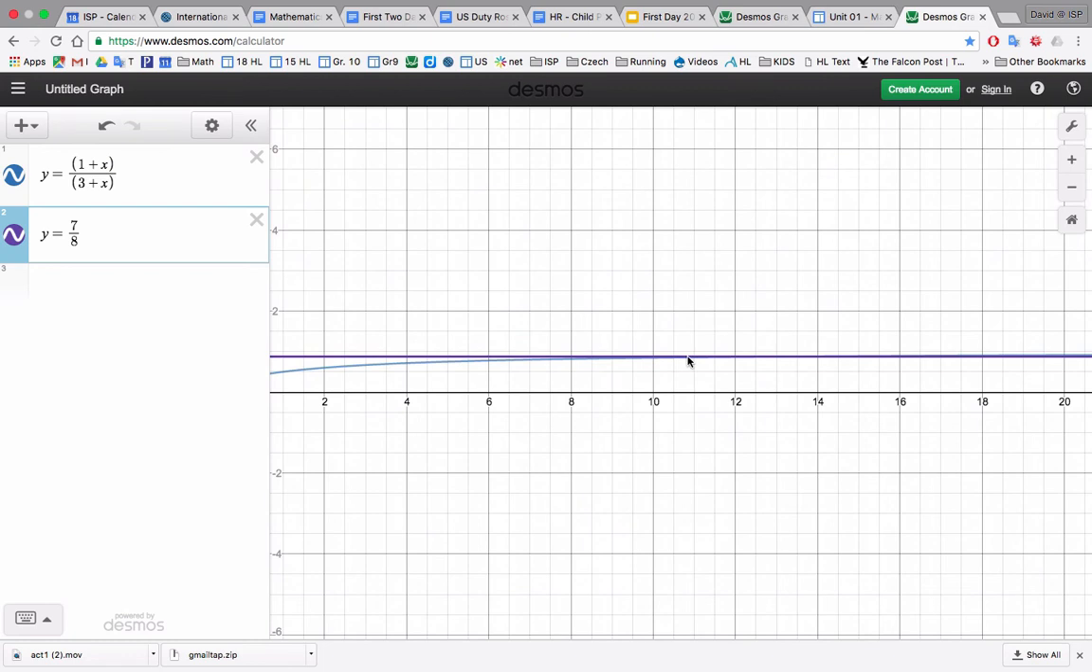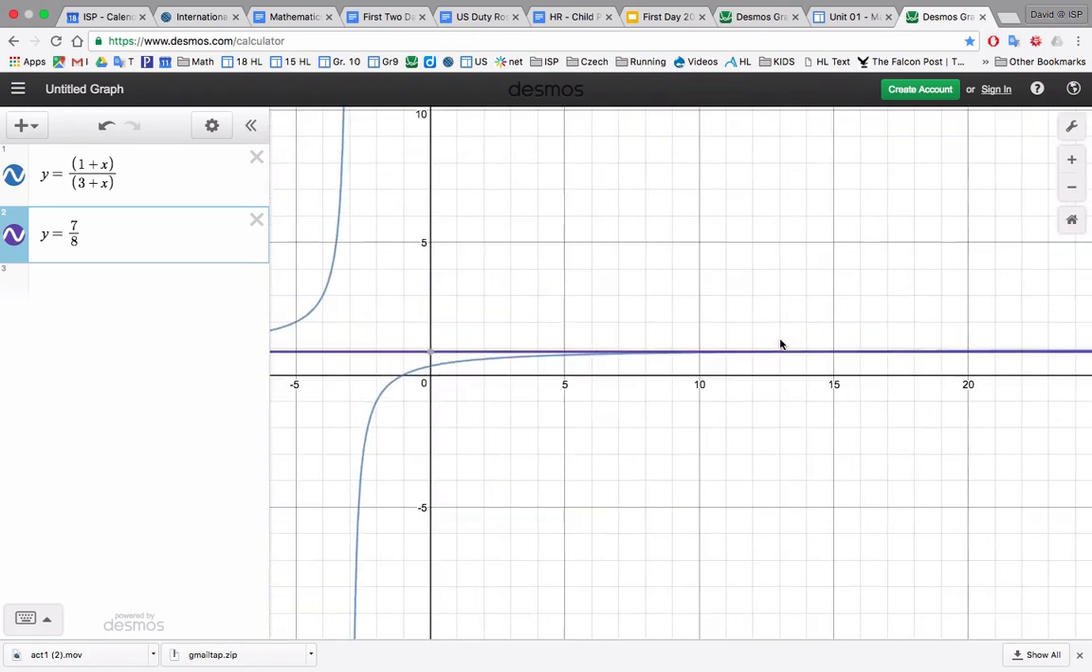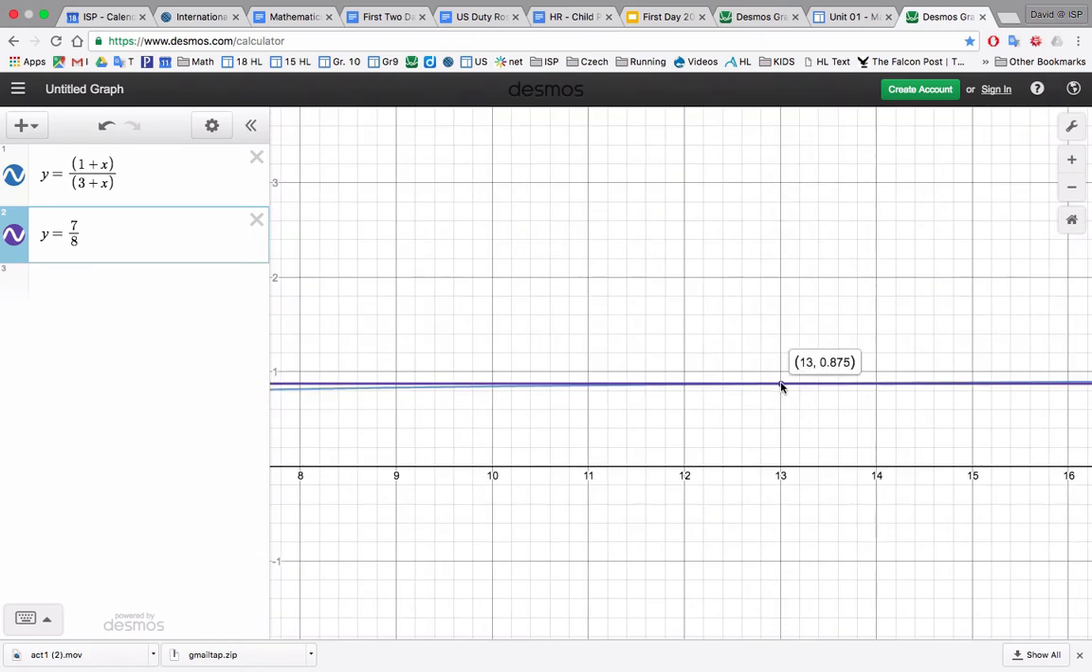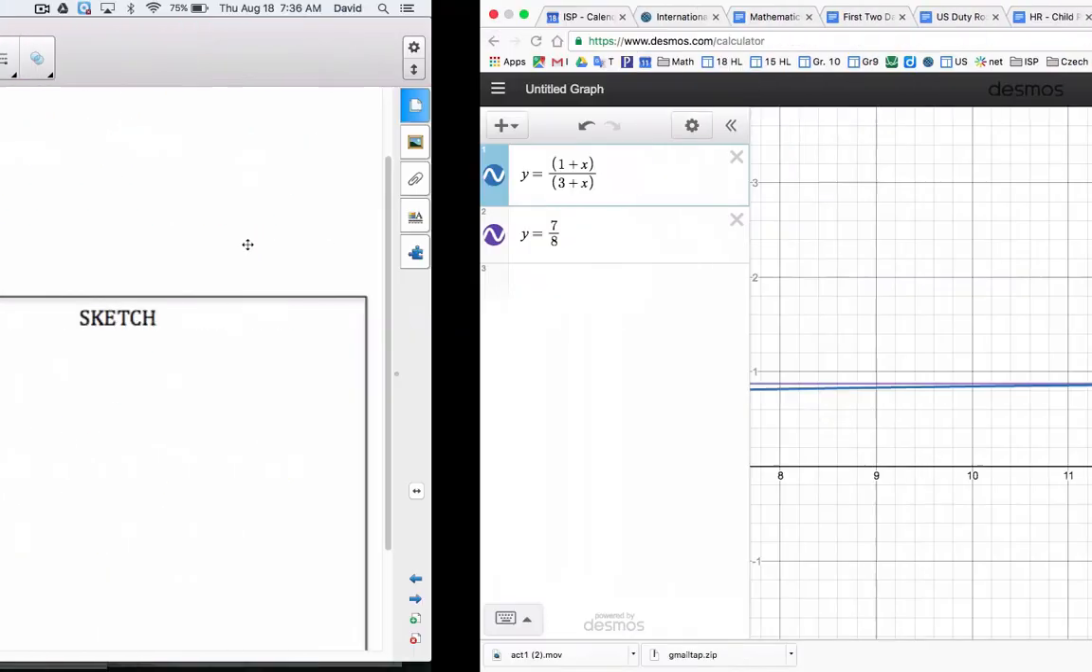And if I look over here somewhere, where did that answer go? Let's zoom in, maybe we can see it. There we go. It found the point of intersection. And I can see that the answer is indeed 13.